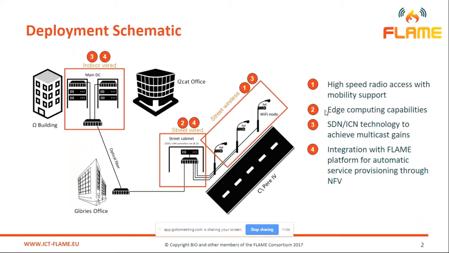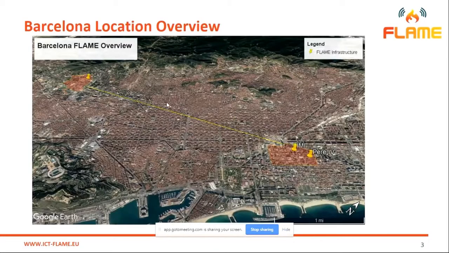Basically what this infrastructure does is it hosts the Flame platform, and for the experimenters that are interested in coming to Barcelona, we offer compute resources that can be used either at the main DC, which are maybe for offloading heavy functions, or at the edge when you need low latency and close to the user compute capacity. Here a map of Barcelona.